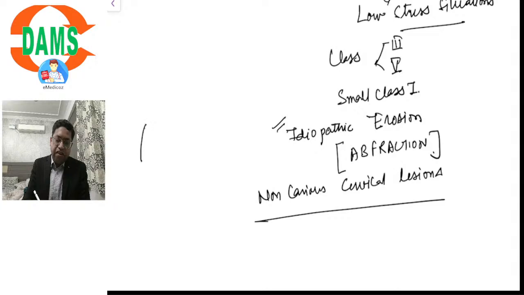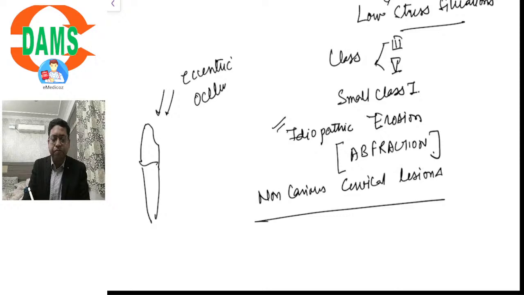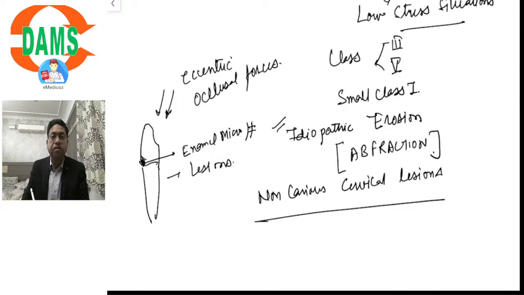What happens if this is a tooth that is having heavy eccentric occlusal forces? Okay, the patient is having heavy eccentric occlusal forces. The occlusion is not balanced. Then these forces are transmitted and concentrated into the cervical area. There is enamel microfracture and development of lesions which are called abfraction lesions.